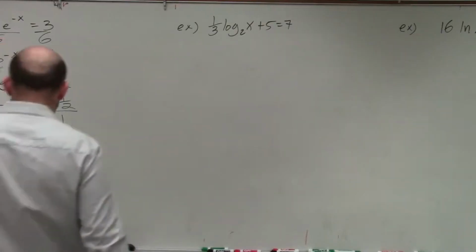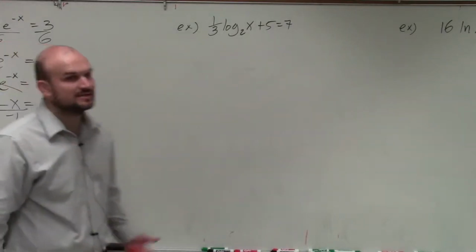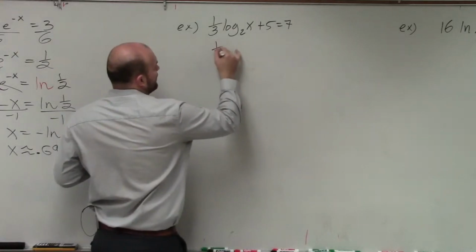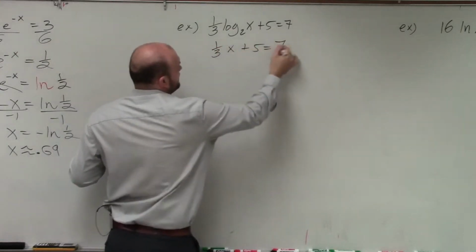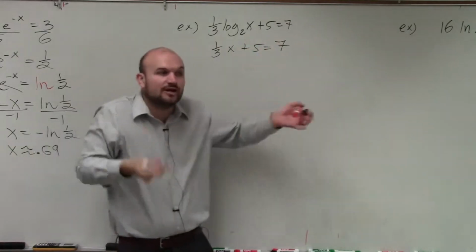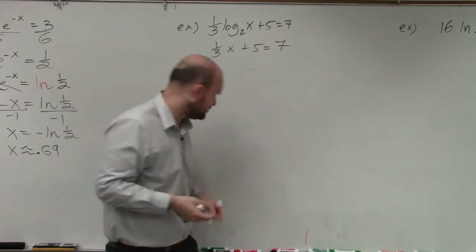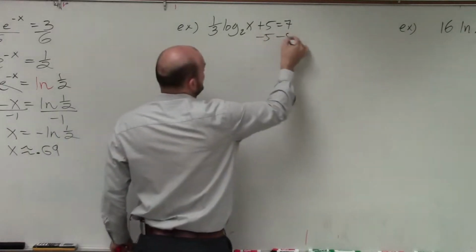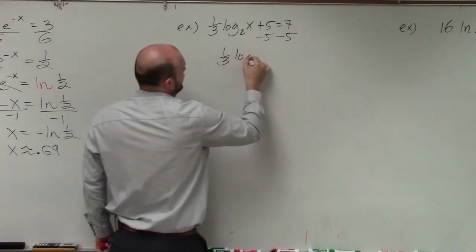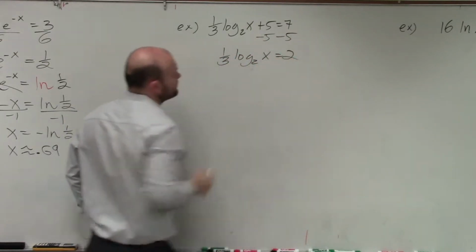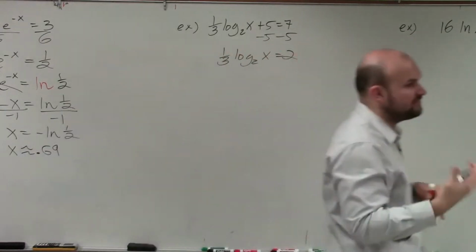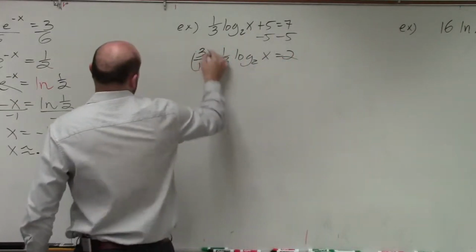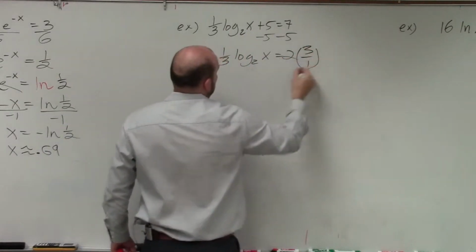Well, on this example, the main important thing we need to do is isolate. Just like if we're solving anything else, if we had 1/3 x plus 5 equals 7, the first thing we always do is undo addition and subtraction, then undo multiplication and division. So the first thing you want to do is subtract 5 on both sides. Therefore, I have 1/3 log base 2 of x equals 2. Now, to undo multiplying by 1/3, I could divide by 1/3, or I could multiply by the reciprocal on both sides. That's much easier.